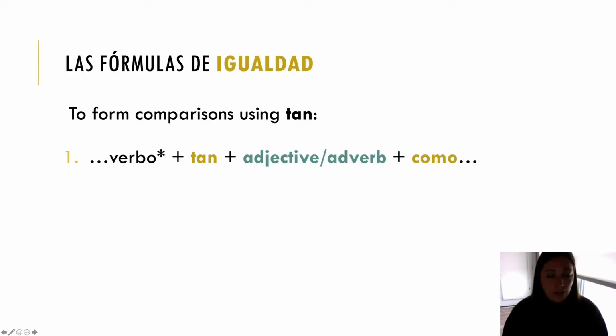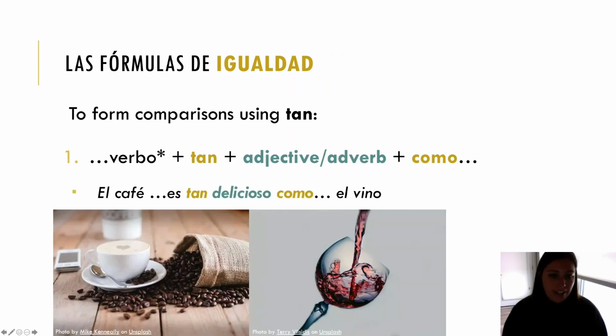The first way to talk about equality in Spanish is to form comparisons using tan. So our formula here is our conjugated verb plus tan plus an adjective or adverb y como. Por ejemplo, el café es tan delicioso como el vino. You'll notice here that not only is tan different than the más o menos, but we also have como instead of que.